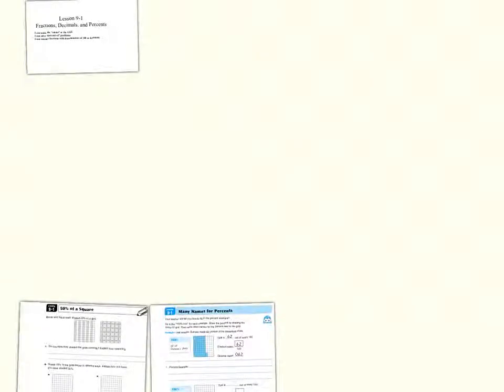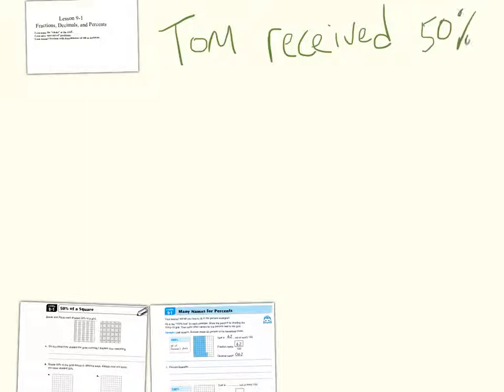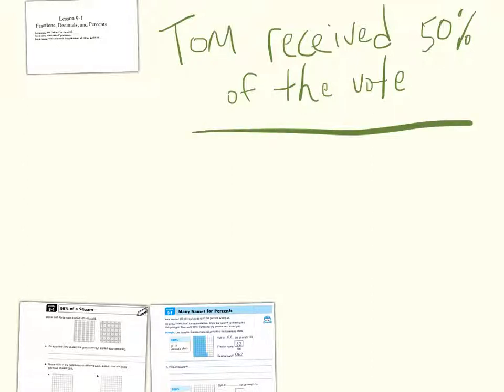So for starters, I'm just going to talk about a student. Say, Tom, I'm going to write this down. Tom received 50% of the vote. Okay? Ways that you can say this, other ways that you could also restate this.